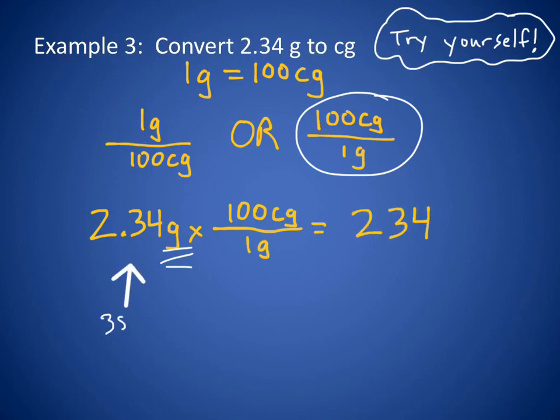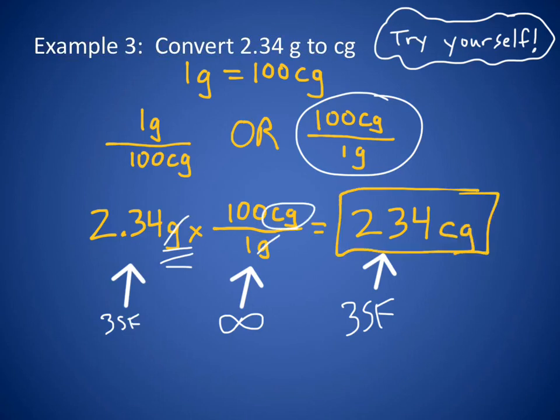Grams cancel, or excuse me, sig figs first. I got 3 sig figs, infinity sig figs, so my answer should have 3 sig figs. It does. Grams cancel for my units, so I'm left with centigrams. Final answer, 234 centigrams. Questions?